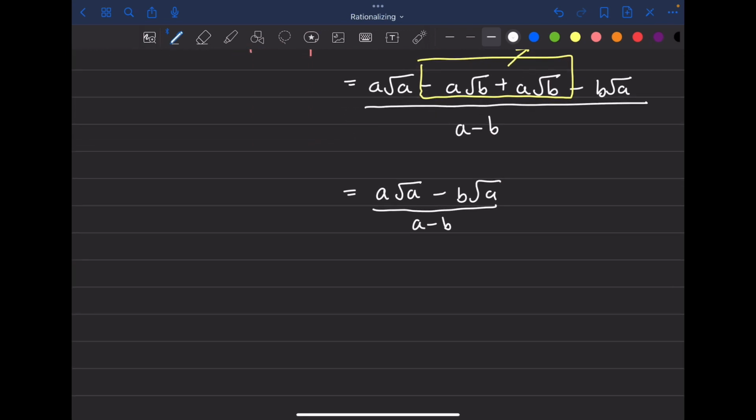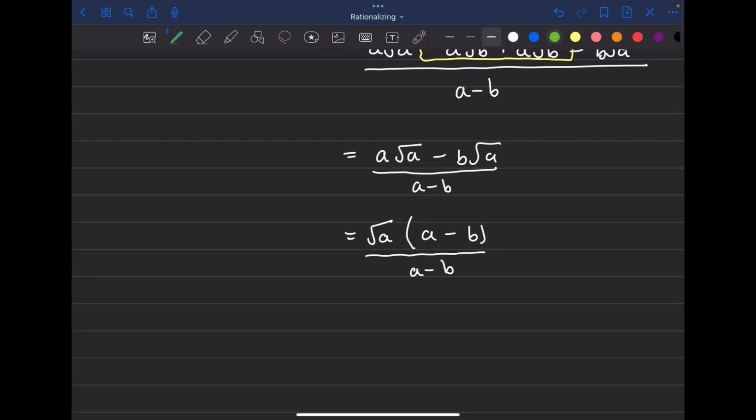Now we can notice that we can factor out the root a on top because it is on both terms. So factor out root a, and then this will give us a minus b inside the bracket, and then a minus b on the bottom as well. And then after that, we notice that these two are the same. So what we could do is just simplify both, like that, and we get a final answer of root a.